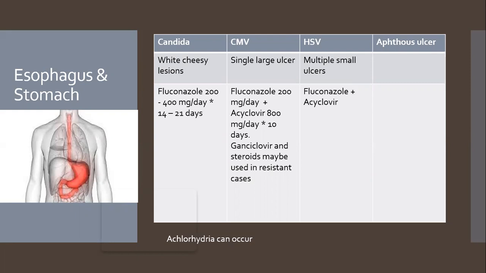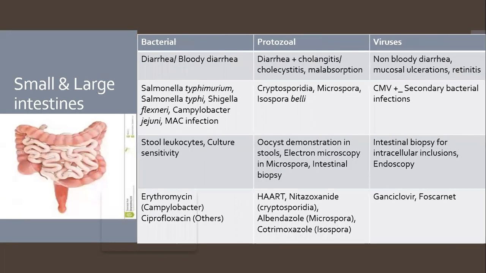In stomach, achlorhydria can occur. Okay. Small and large intestine. Intestinal lesion, obviously the manifestation is going to be a diarrhea. So it could be due to a bacteria, it could be due to a protozoa, it could be due to a virus. Bacterial infection is going to invade the mucosa. So you are going to have abdominal pain, blood in the diarrhea. So bloody diarrhea is usually bacterial.